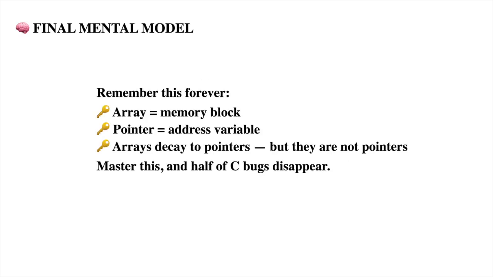What we have to remember forever: an array is a memory block. A pointer is an address variable. Arrays decay to pointers, but they are not pointers. Master this and half of the C bugs disappear.